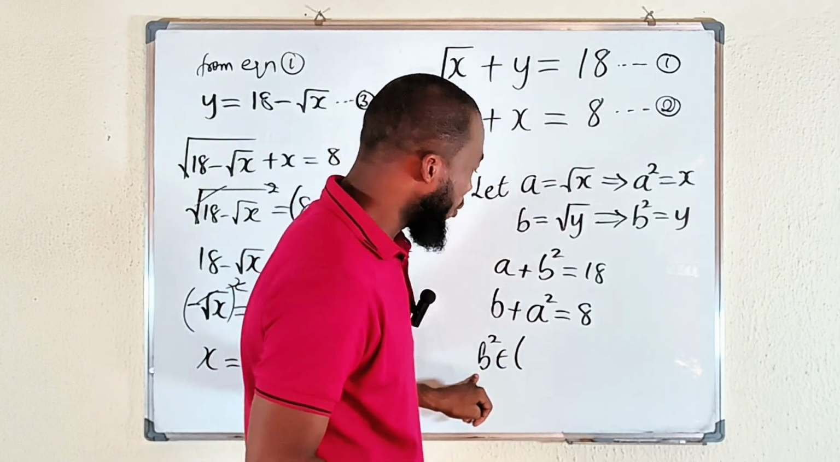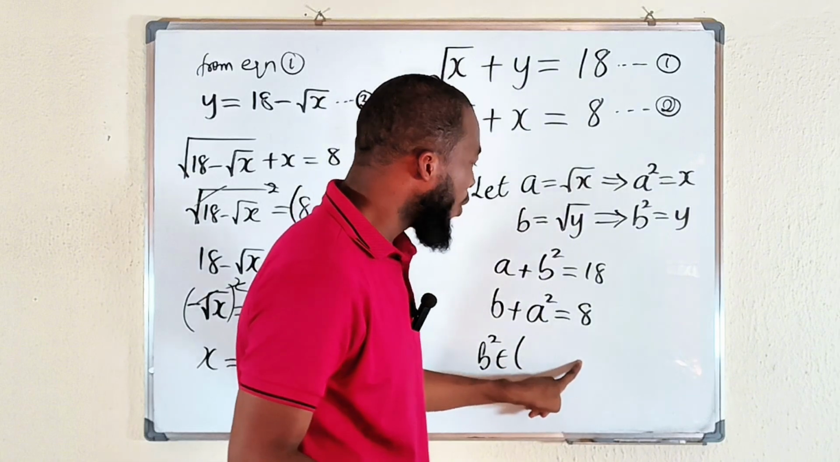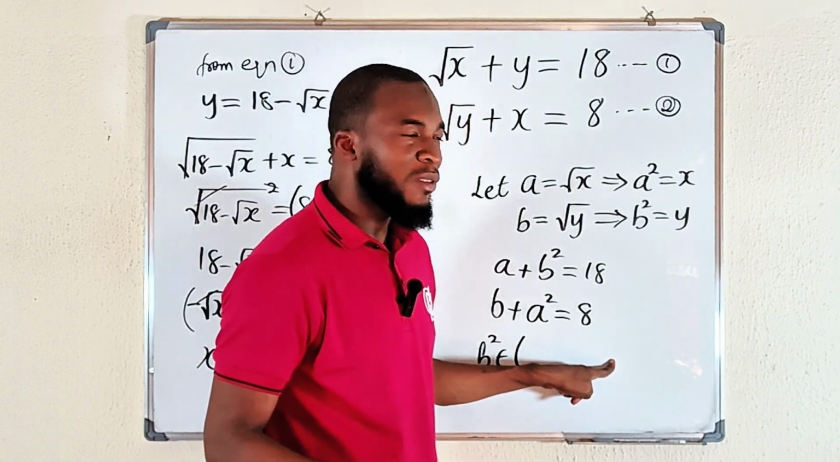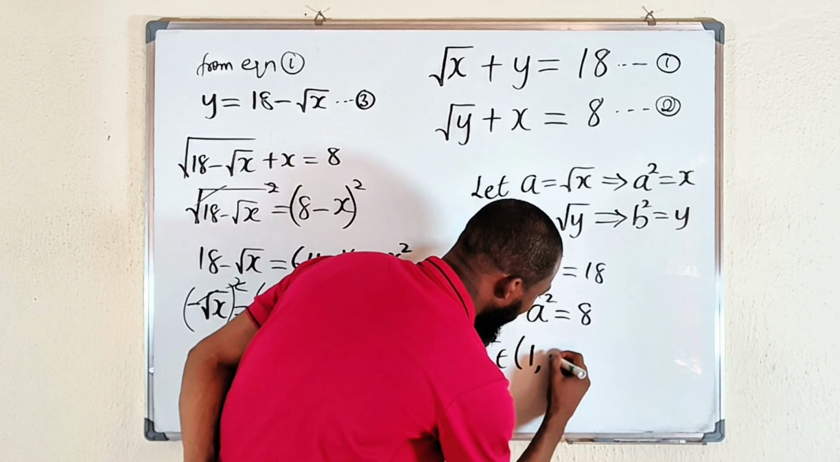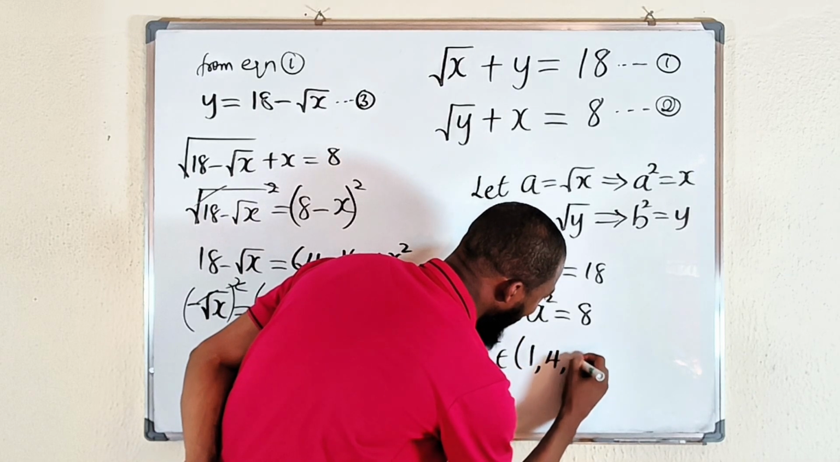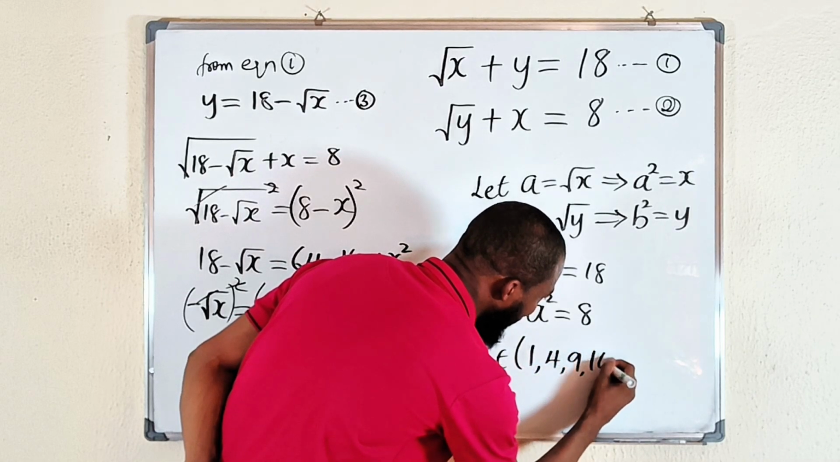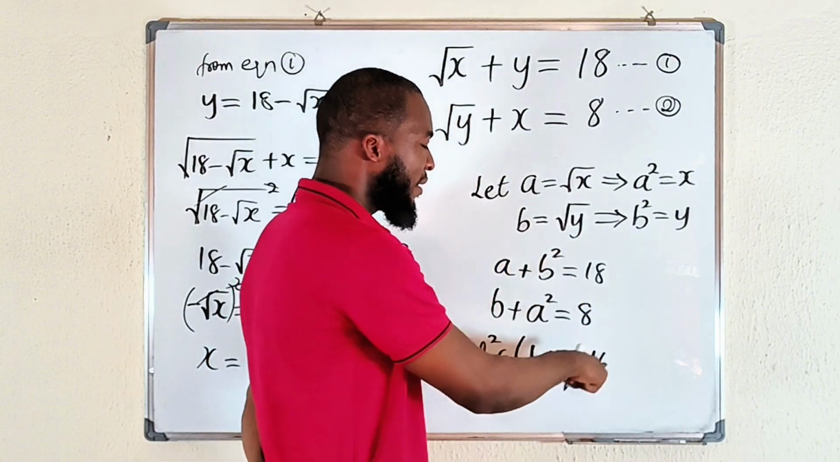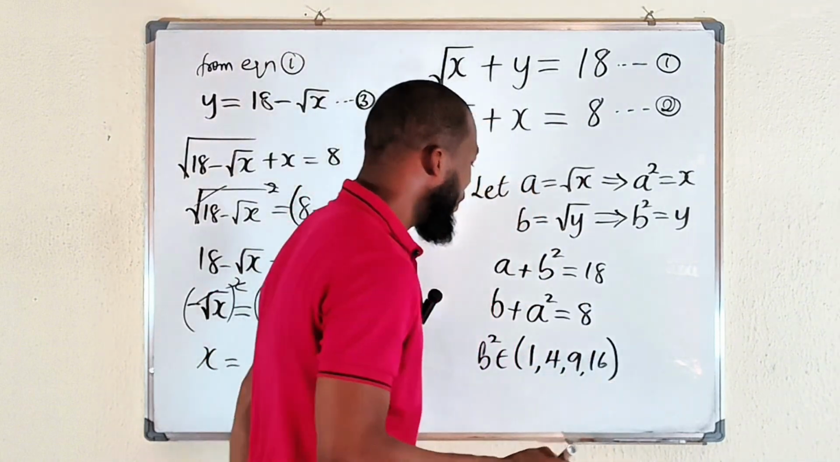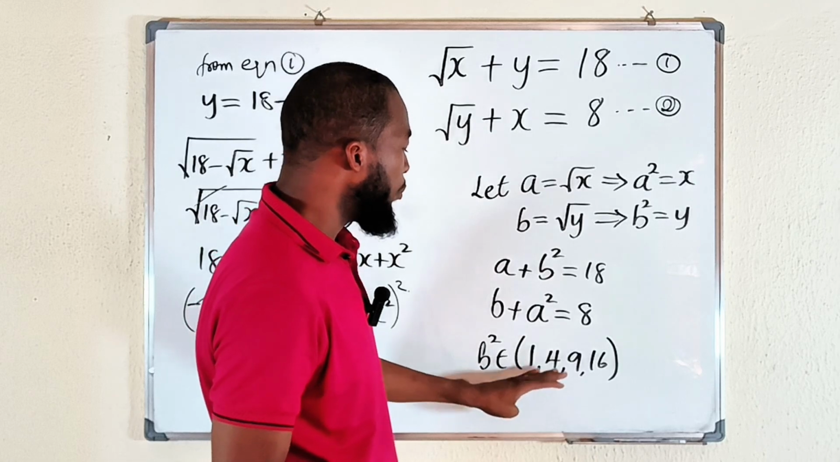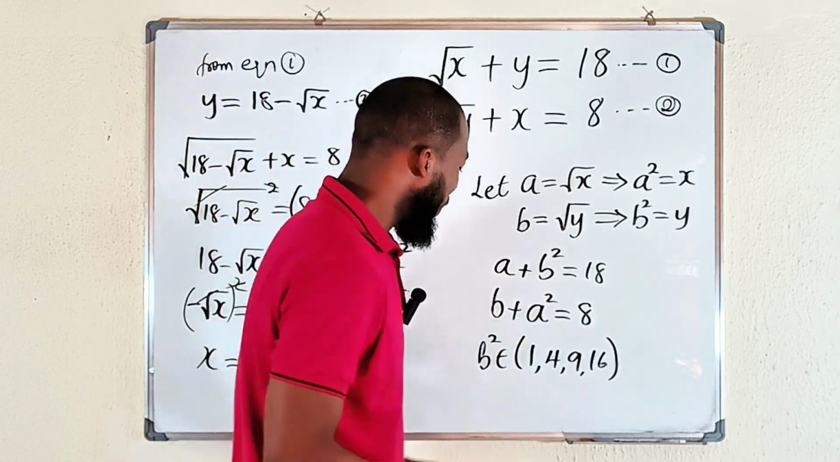Remember, it is a perfect square, right? All perfect square numbers from 0 to 18. We have 1, we have 4, we have 9, we have 16. So 16 is less than 18. If you take the next one, it will be 25. So let's stop here. These are the perfect square numbers between 0 and 18.